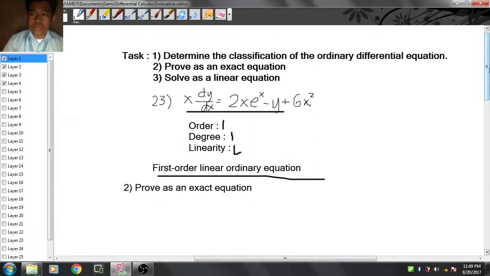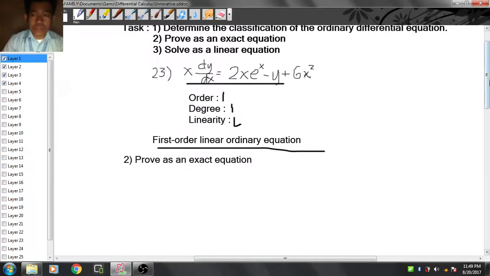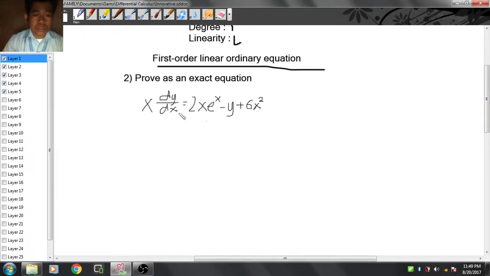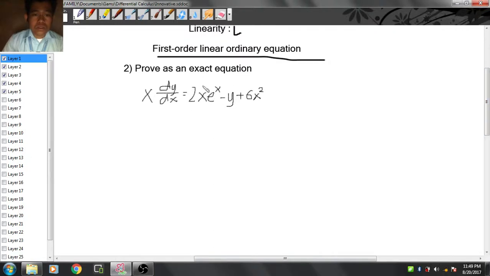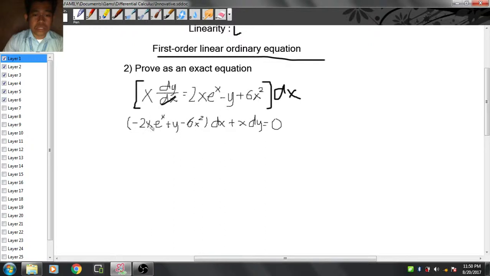And to prove it as an exact equation, we need to rewrite again the given equation. So first, to solve the exact equation, we need to prove this as an exact. So to do that, we need to convert this to the standard form of exact equation. We need to multiply both sides by dx, and that will give us this one, which is going to be cancelled out, and the y should be transferred to the other side of the equation, and that will give us this one.